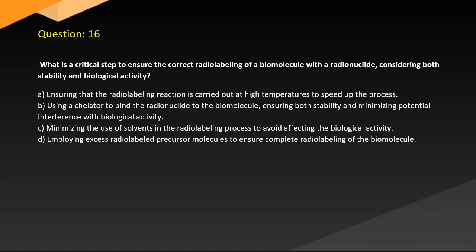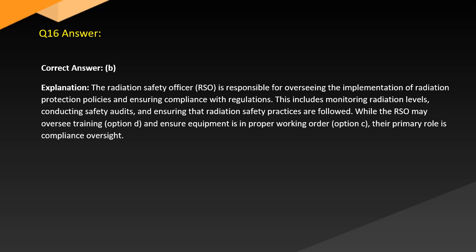Question 16. What is a critical step to ensure the correct radiolabeling of a biomolecule with a radionuclide, considering both stability and biological activity? A. Ensuring that the radiolabeling reaction is carried out at high temperatures to speed up the process. B. Using a chelator to bind the radionuclide to the biomolecule, ensuring both stability and minimizing potential interference with biological activity. C. Minimizing the use of solvents in the radiolabeling process to avoid affecting the biological activity. D. Employing excess radiolabeled precursor molecules to ensure radiolabeling of the biomolecule. Answer. Correct answer.